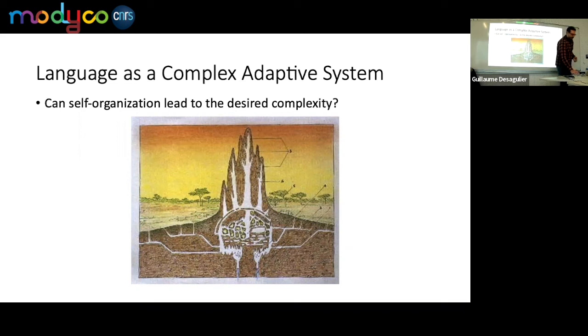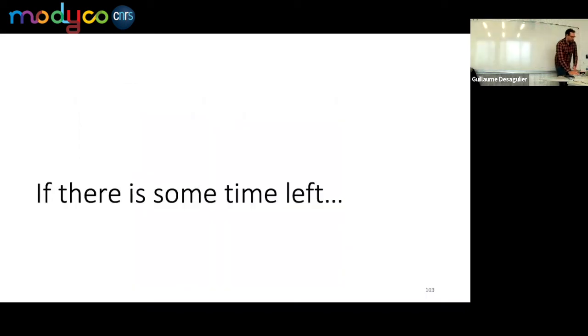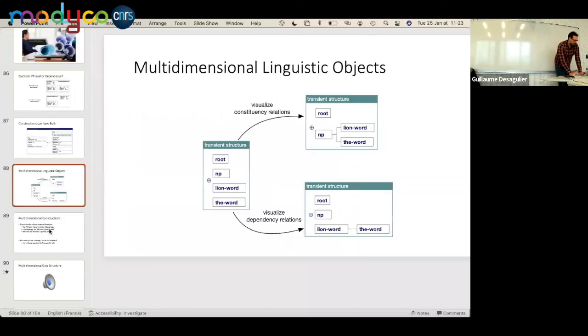And if there is some time left, I will skip to a different slideshow.